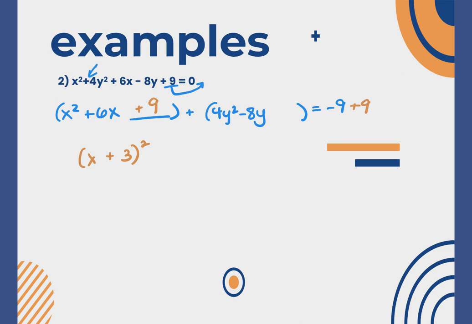With the second one, what do I have to do before I can find that third term? Take out the 4. So this is where the yuck comes into play, right? This would be 4, parentheses, y squared. The 4 has to be divided into the negative 8 too. So y squared minus 2y, still leaving that space. Now I take the 2, divide it by 2, and square it. 2 divided by 2 is 1. 1 squared is 1. I'm adding the 1 inside the parentheses.